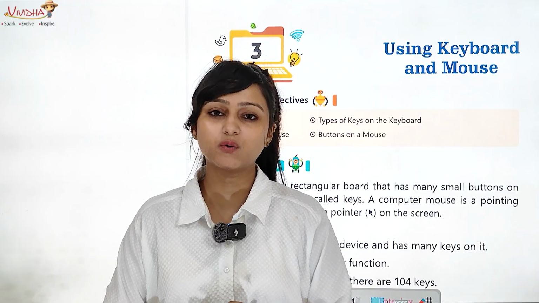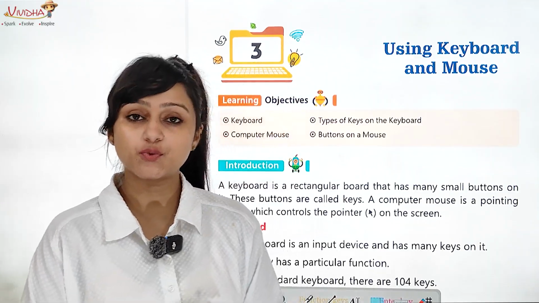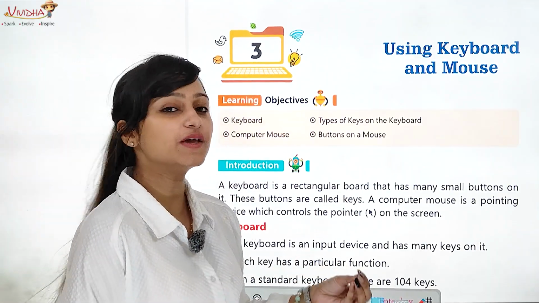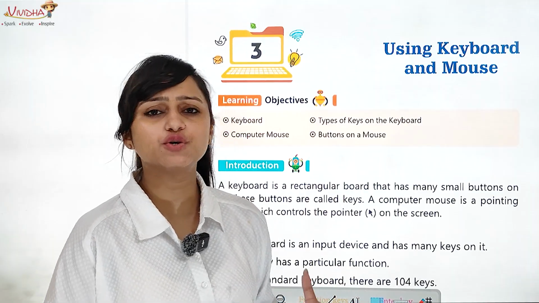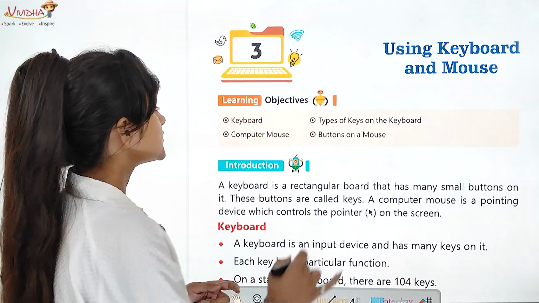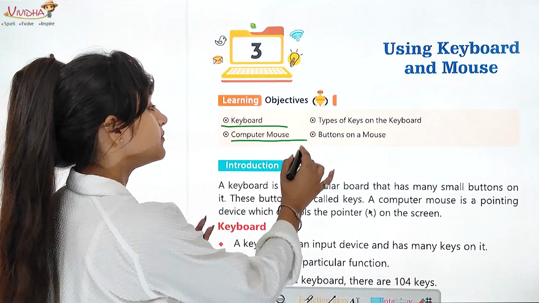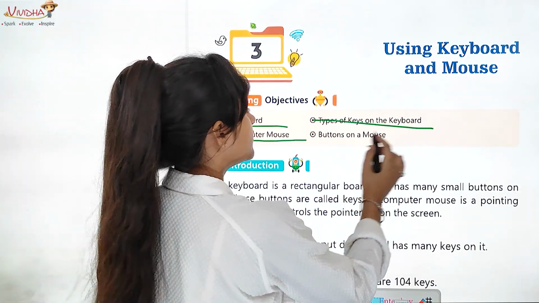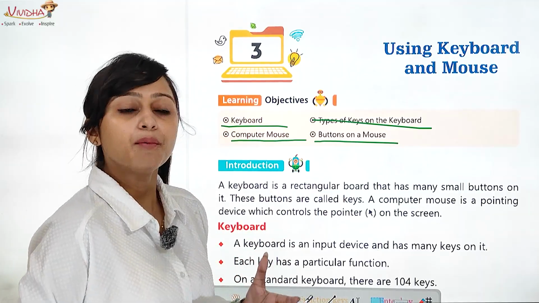So today we are going to begin with lesson number 3, that is using keyboard and mouse. How to use keyboard and mouse. So here first we are going to study about keyboard, then computer mouse, then what are the types of keys on keyboard and what are the buttons on a mouse.